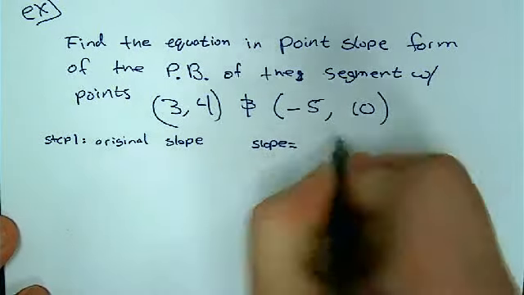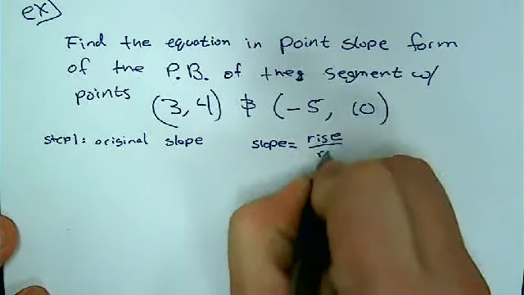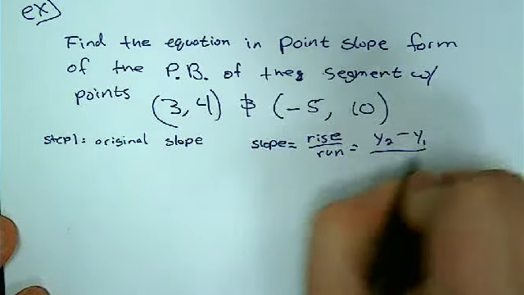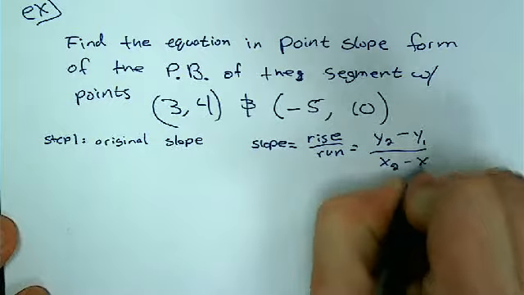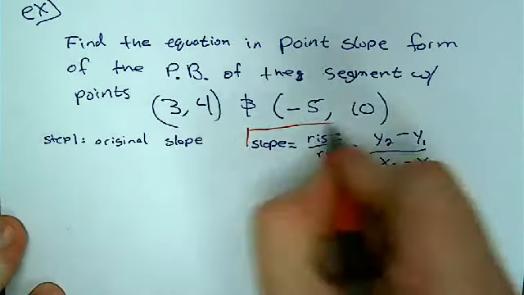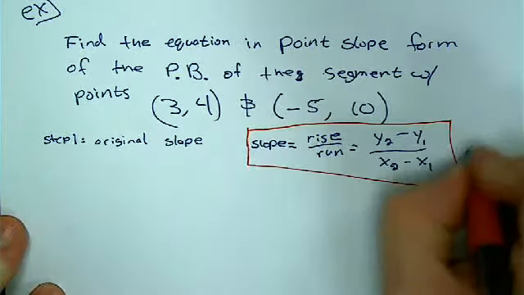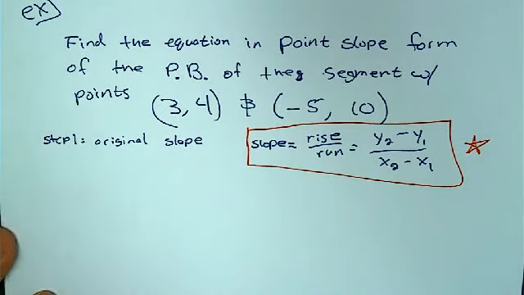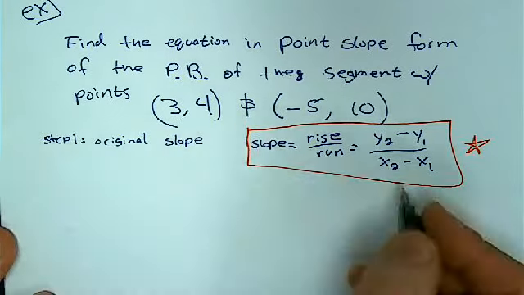We know slope is the rise over the run, or the difference in the y's divided by the difference in the x's. Things to do tonight, memorize that if it's not right smack in front of your head. So slope, rise over run.